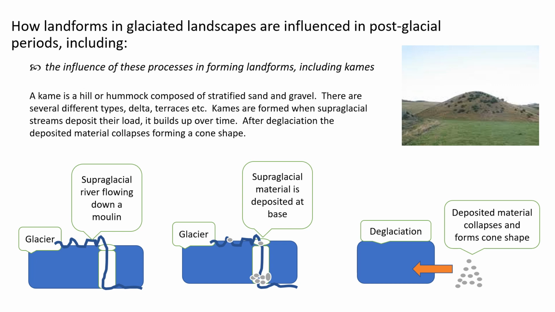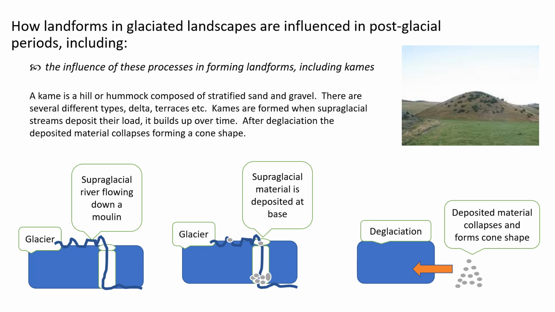So you will find on a glacier that we have supraglacial rivers, and they will transport material, and occasionally they will flow down a moulin, a hole or a crevasse within a glacier. And as they do that, they will deposit material at the bottom of the glacier, and then the water will continue along subglacially. That material will build up, and for as long as it is supported by the glacier, it will be in a kind of tubular shape.